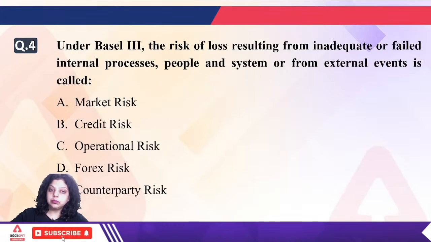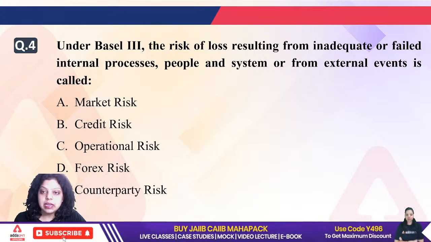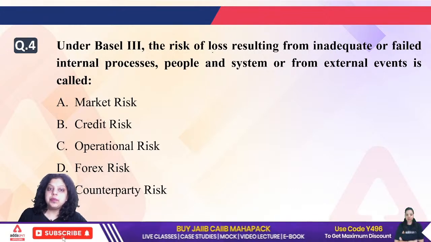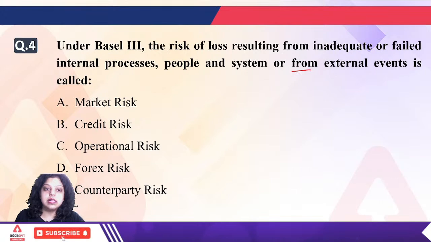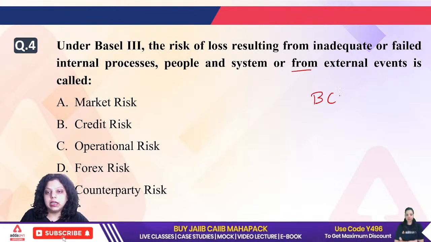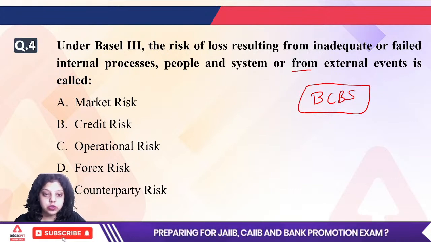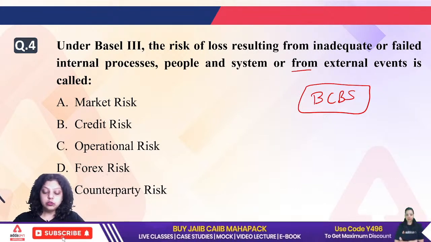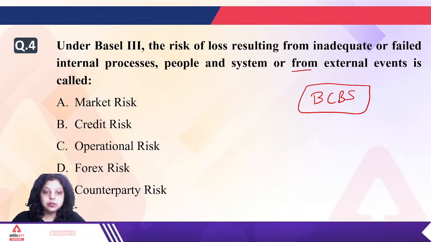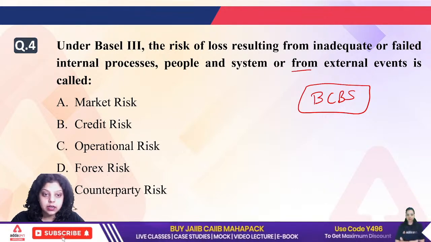Okay. Now, under Basel III, the risk of loss resulting from inadequate or failed internal processes, people and systems, or from external events is called what? So for Basel III, first of all, we have the Basel Committee on Banking Supervision. Ten countries conducted a meeting in Basel city, which is situated in Switzerland. The central bank governors of 10 countries were there. They discussed with each other that we are facing certain types of risk in the banking sector, mainly credit risk at that time.